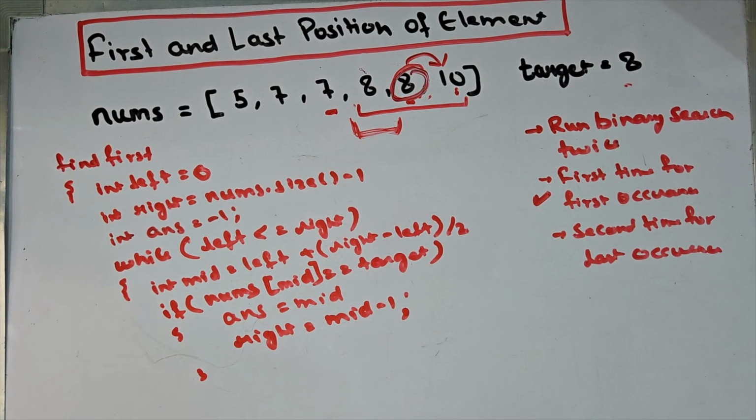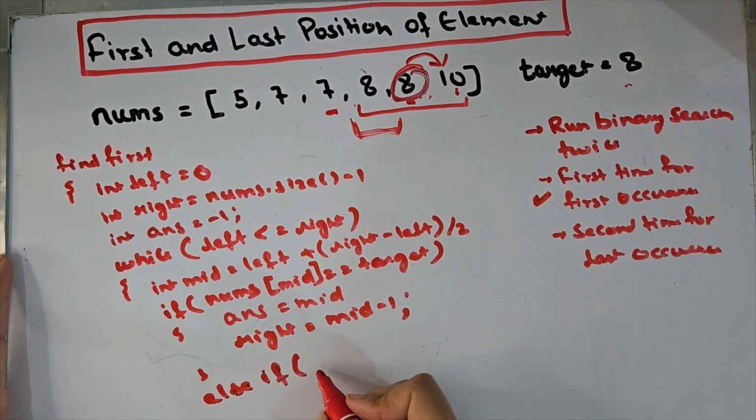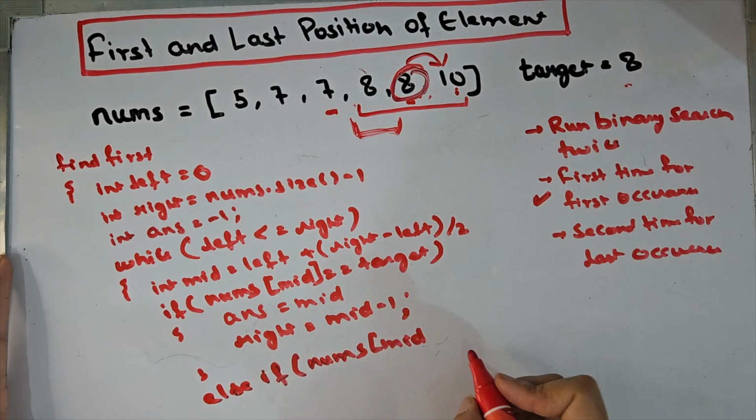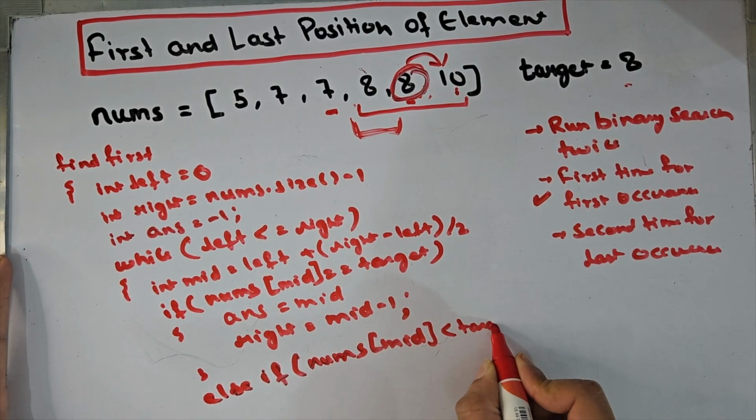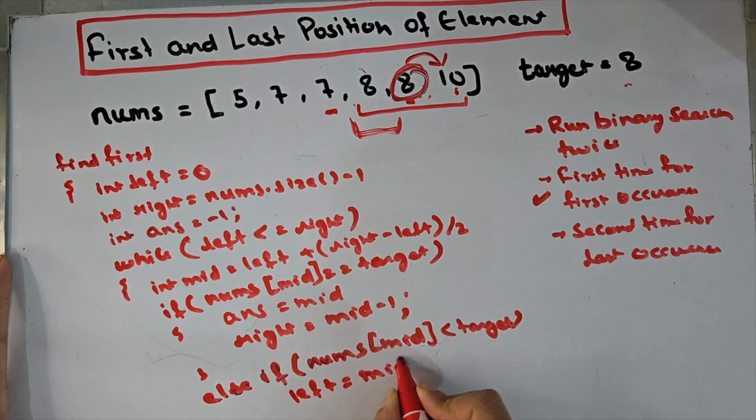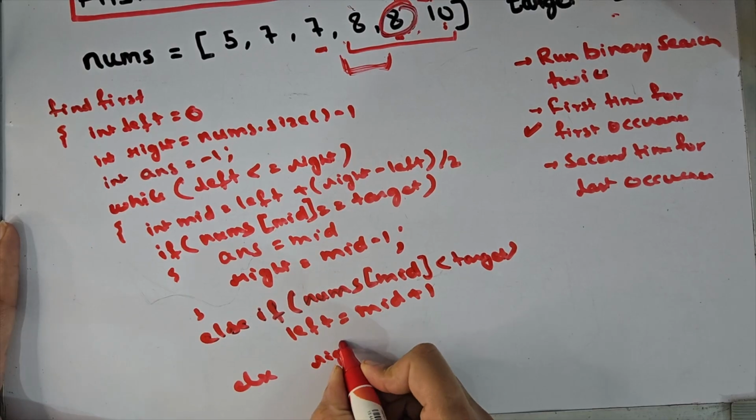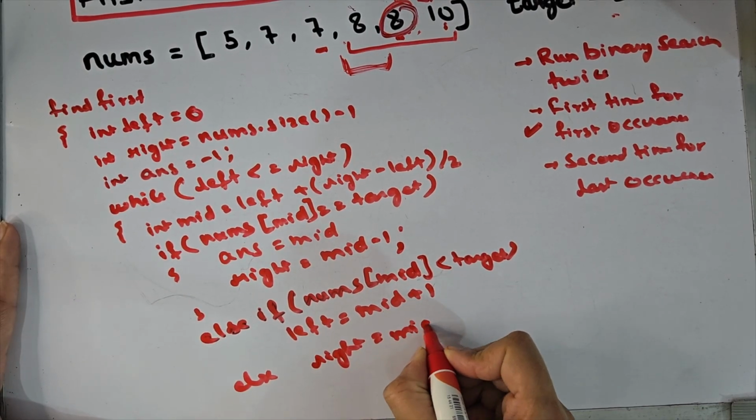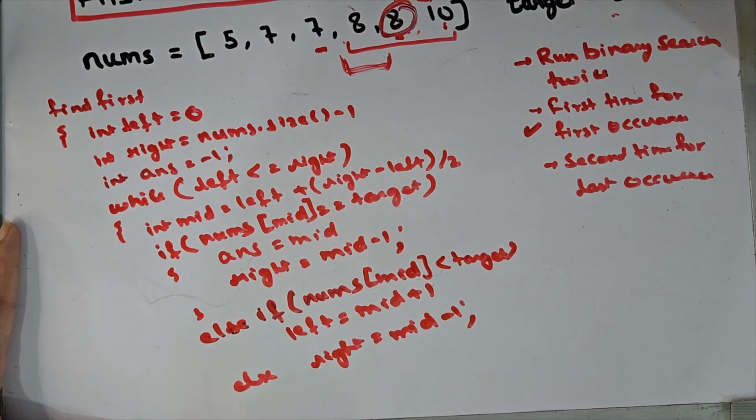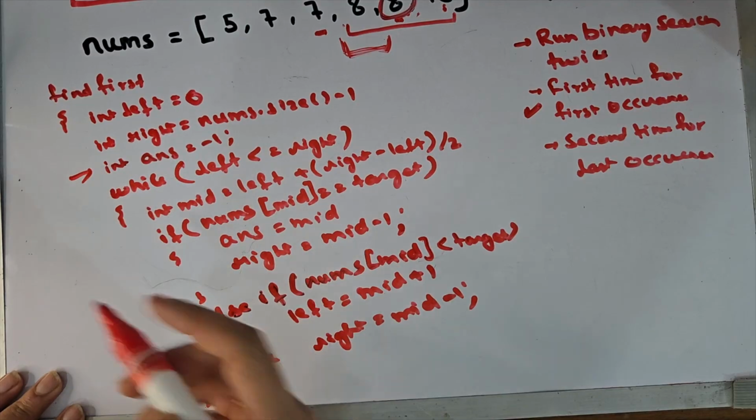And if the mid element is not equal to target, the normal conditions that we will have, we will check if the number at mid index is less than target. In that case, left is equal to mid plus 1. Else right is equal to mid minus 1. At last, we will return answer. So basically, this particular variable we will return.